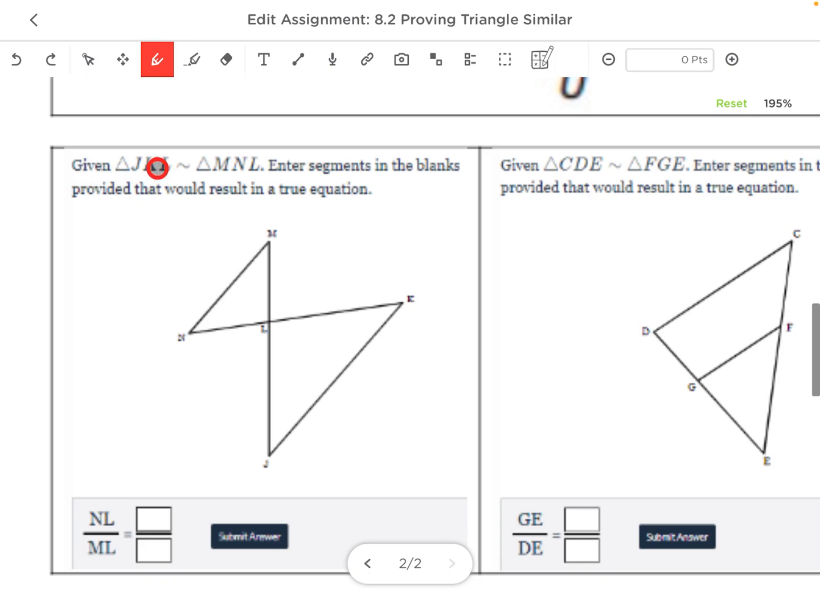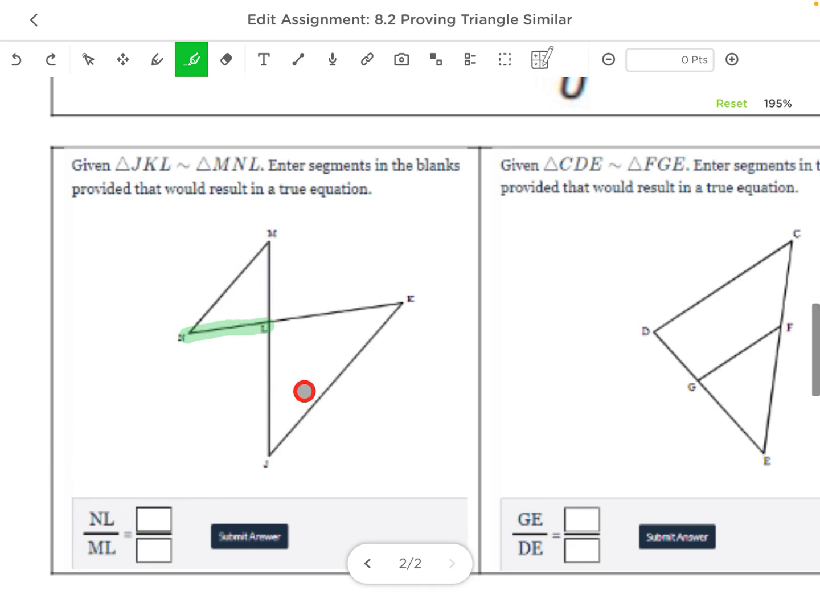All right, so it says, given that these two triangles are similar, JKL, so this one and M and L. Enter the segments in the blanks that would result in the true equation. So this is NL over ML. All right, so let's look. NL. NL is this one right here. So that's this triangle. Okay.